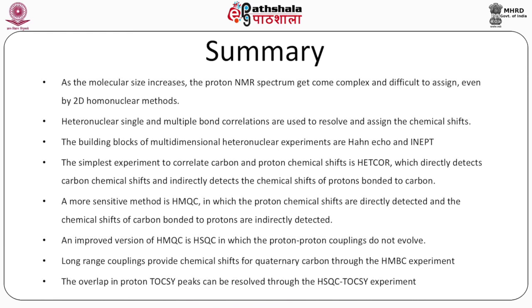A more sensitive method is HMQC, in which the proton chemical shifts are directly detected and the chemical shifts of carbon bonded to proton are indirectly detected. An improved version of HMQC is HSQC, in which the proton-proton couplings do not evolve. Long-range couplings provide chemical shifts for quaternary carbon through the HMBC experiment. The overlap in proton TOCSY peaks can be resolved through the HSQC TOCSY experiment.